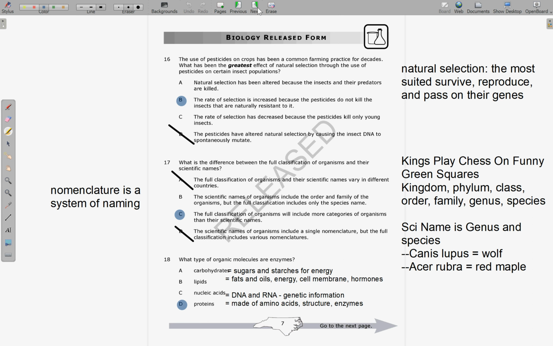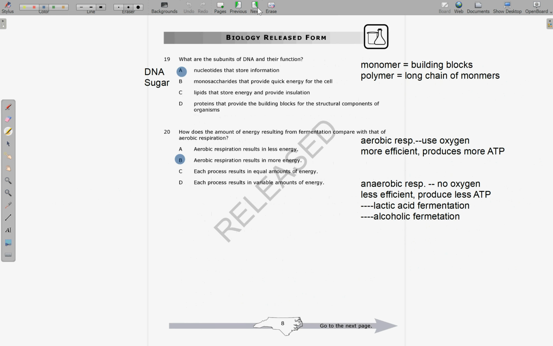Look at number 18. You need to know what all four of those macromolecules are and what their functions are. Vocabulary, monomer and polymer. Monomer is the building blocks, polymer is the long chain made of those building blocks. If you look at number 19, all four answer choices are true statements. I would make sure I knew those four true statements. The answer is A, but all four of them are true and useful for studying.